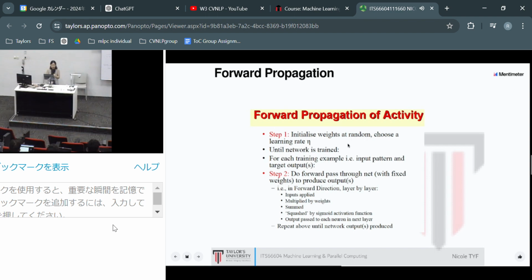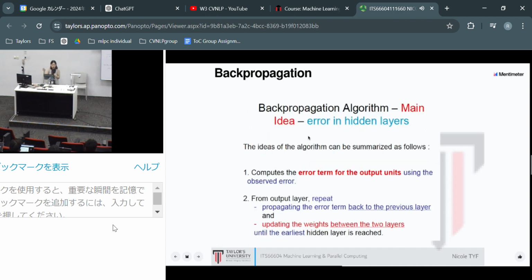Now backpropagation is a mechanism which can be summarized as follows. We have the first round of prediction versus our actual output. What we are trying to do in the first step of backpropagation is to compute the error term for the output unit using the observed error. So the first time our neural network sees our data, it is randomly initializing the weights to produce a set of output which has high error. And the first step of this backpropagation is to compute the error term.